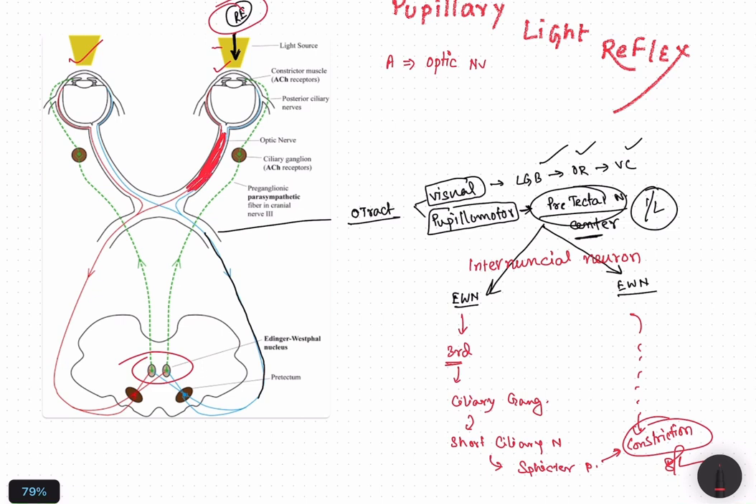Okay, so if there is an optic nerve or afferent defect, what will happen? The direct light reflex of the same side eye, the ipsilateral direct light reflex, will be absent. And what about the consensual light reflex? The contralateral consensual light reflex will also be absent. Because of the stimulation of the right eye, both pupils get constricted. If the afferent is not there, this ipsilateral eye won't constrict.